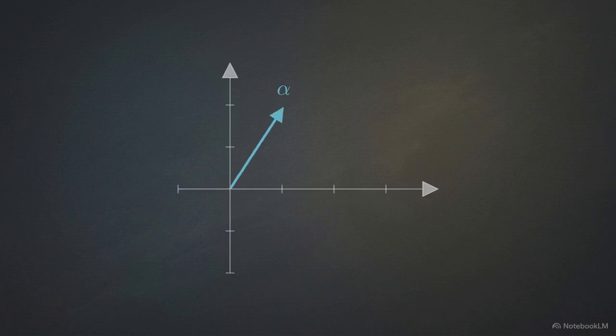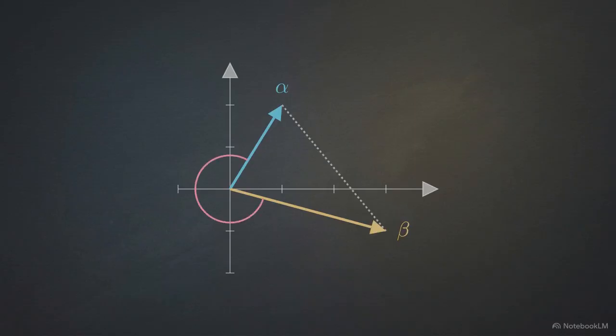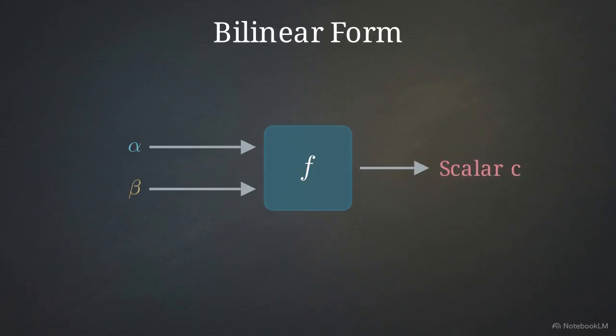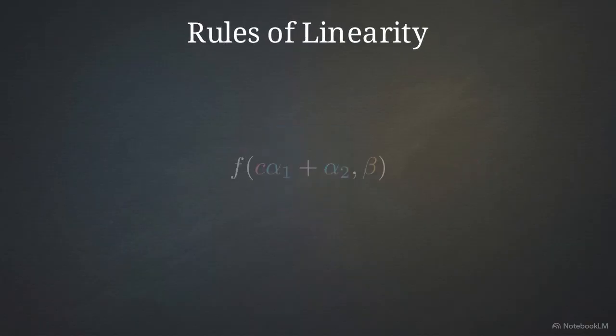In linear algebra, we often focus on how a single vector transforms, but many applications require us to measure how two distinct vectors interact. This is the role of a bilinear form. It is a function that takes two vector inputs, alpha and beta, and processes them to output a single scalar value.